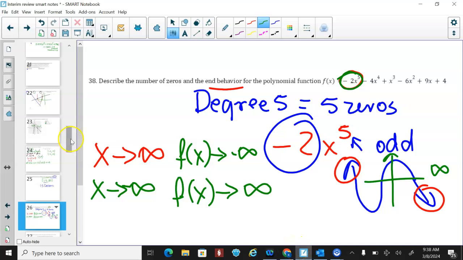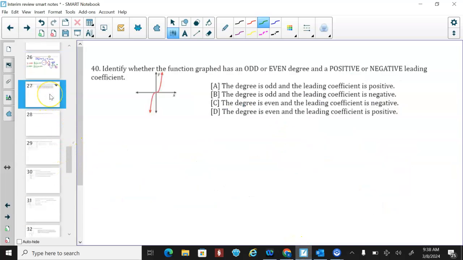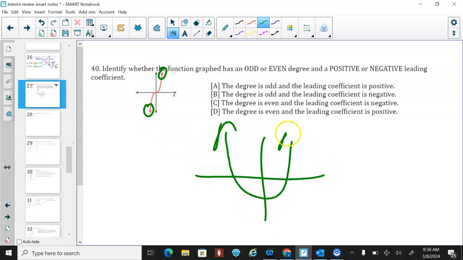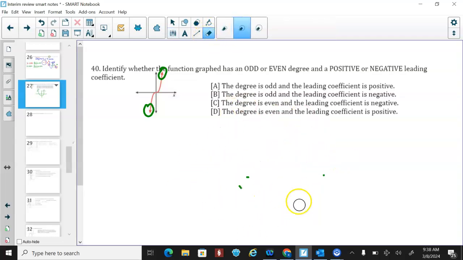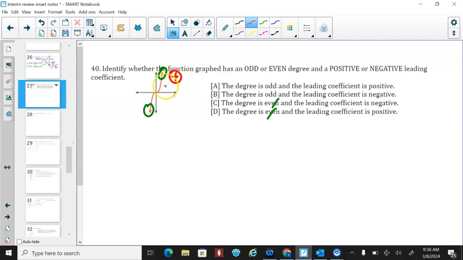All right. Next question. Identify whether the function degree is odd or even, positive or negative. So again, odd means ends go in opposite directions. Even means they're going in the same direction, like this, okay? This is definitely an odd function. So I can already cross out and eliminate some of my answers. So even would not be the case. Now, positive or negative depends on your tail. Your tail is going up, not down. So that means it will be positive, okay?